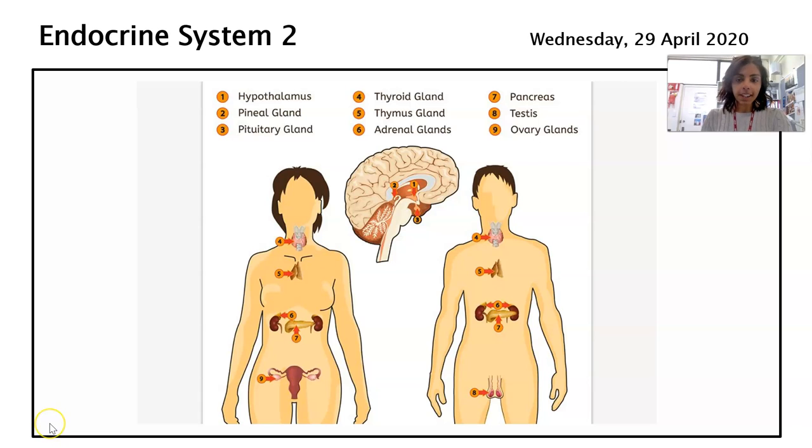Hi everyone, welcome back to the second lesson on the endocrine system. Hopefully by looking at this cover slide you feel confident that you can label all of these without looking at the key at the top. Just a little reminder there for you.